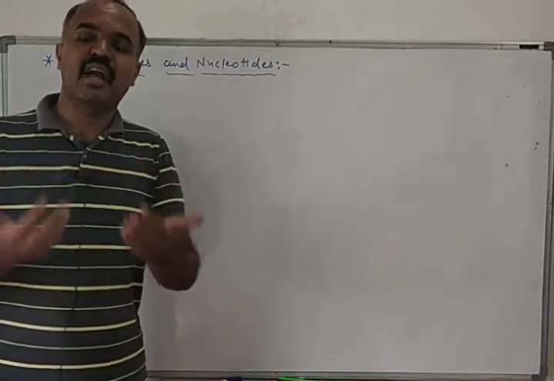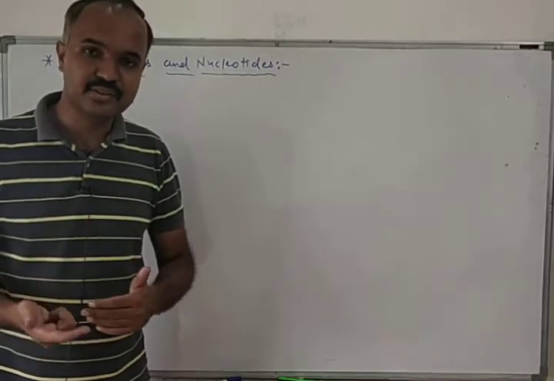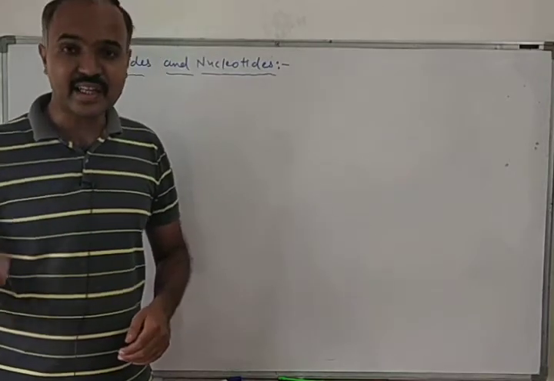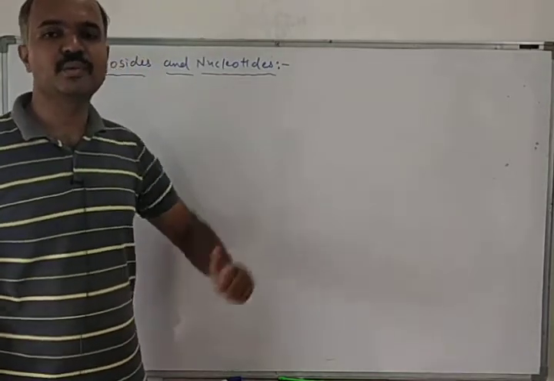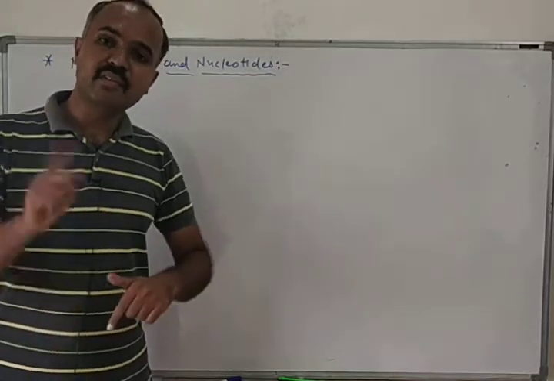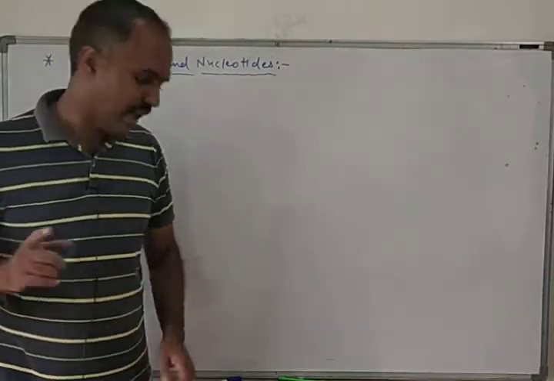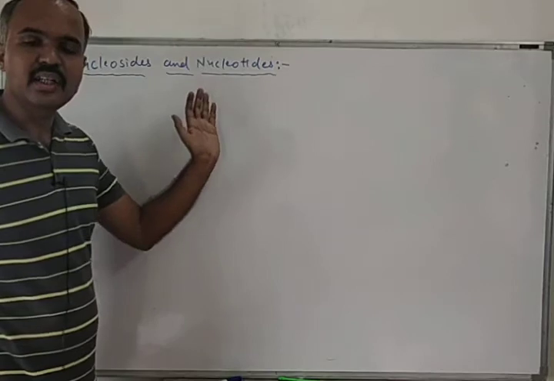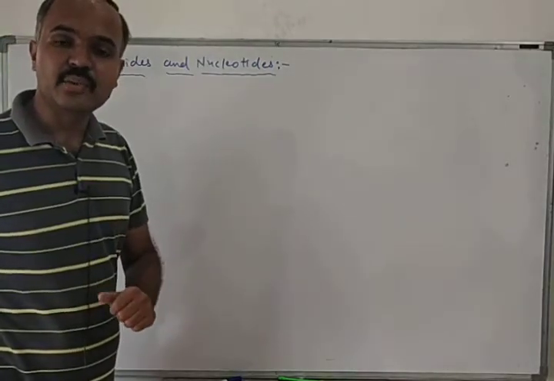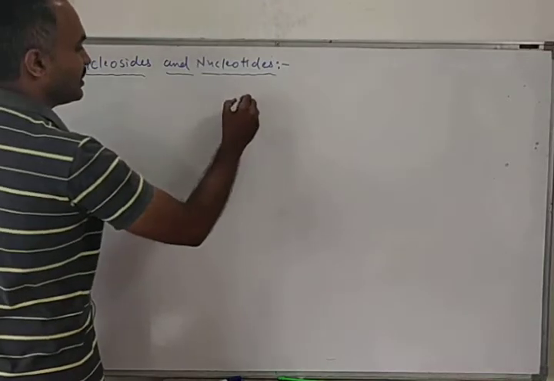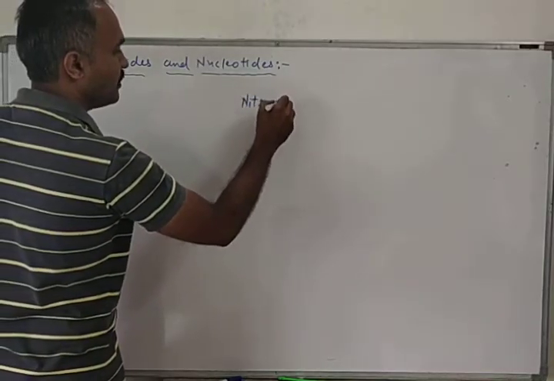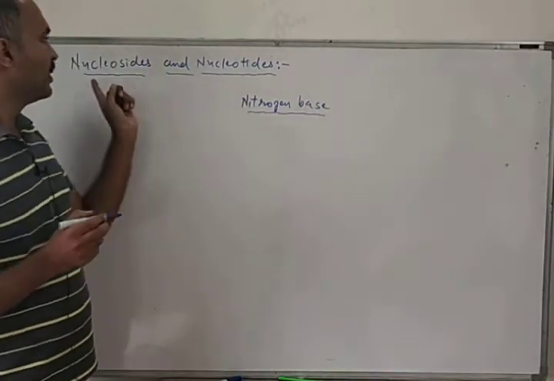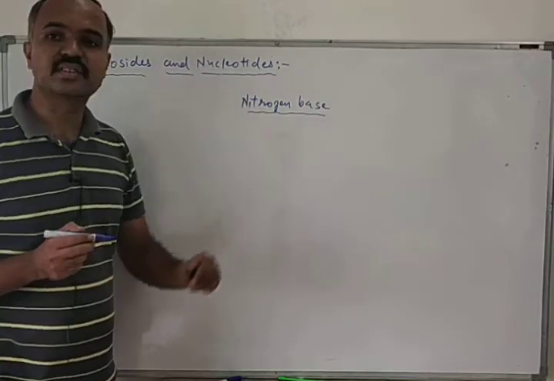Now what is this heterocyclic ring? We will talk about the heterocyclic ring present in the structure of the nucleoside and nucleotide first, and then we will discuss the structure of the nucleoside and nucleotide. So the heterocyclic ring which is found in the structure of the nucleotide and nucleoside is known as nitrogen base.